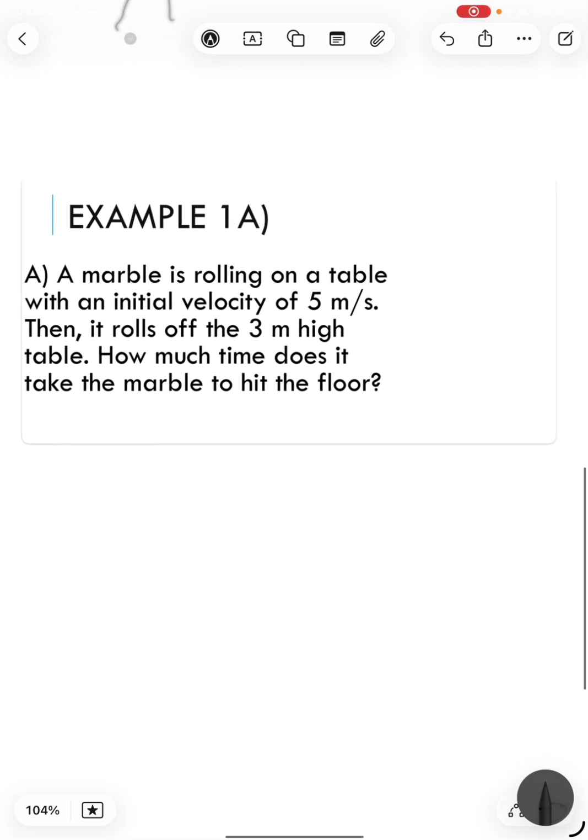All right, example 1a. A marble is rolling on a table with an initial velocity of 5 meters per second. Then it rolls off the 3-meter high table. How much time does it take the marble to hit the floor? All right, let's highlight the key points. It has an initial velocity of 5 meters per second. And the marble rolls off the 3-meter high table. How much time, so we're solving for time, will it take the marble to hit the floor?